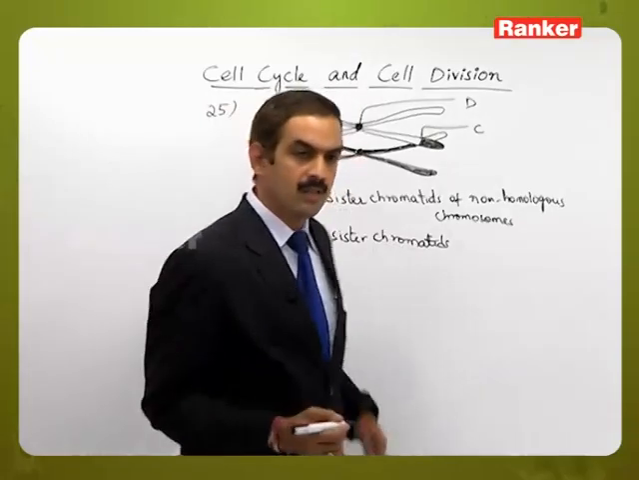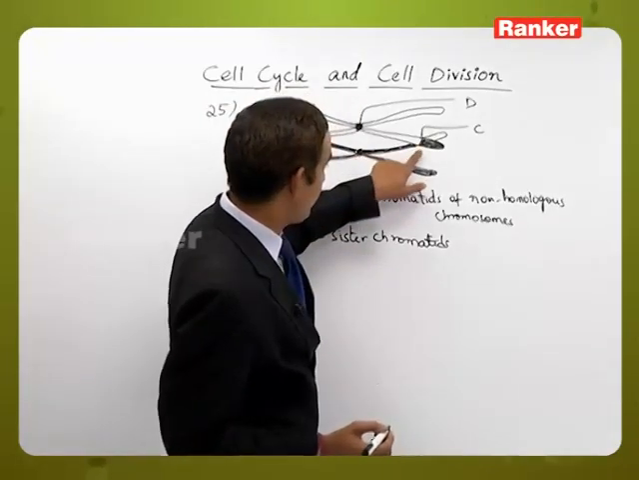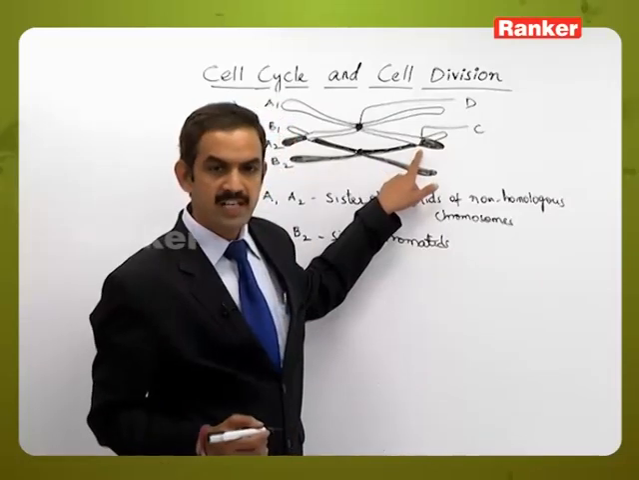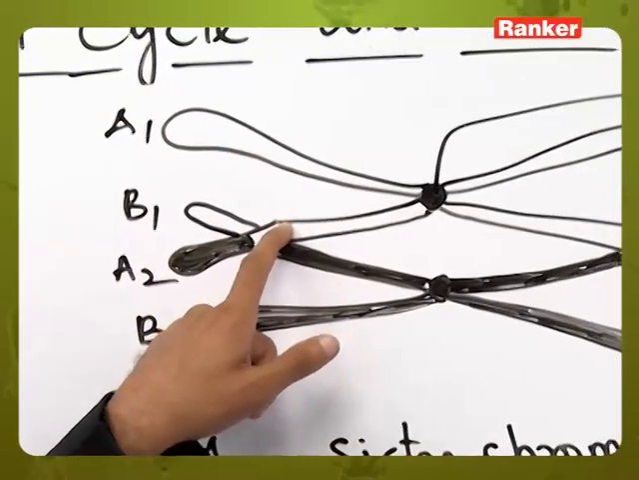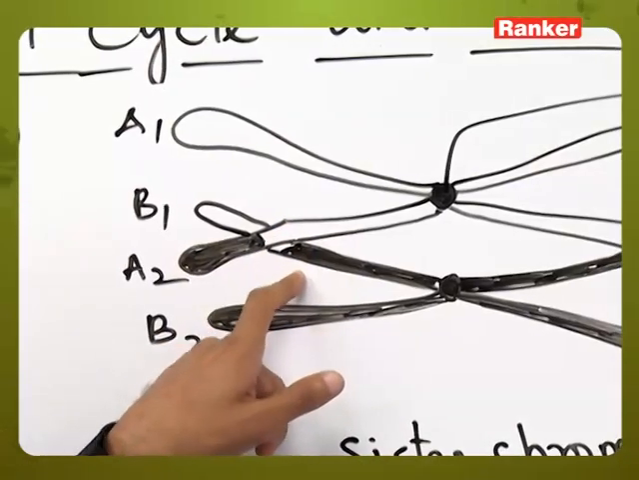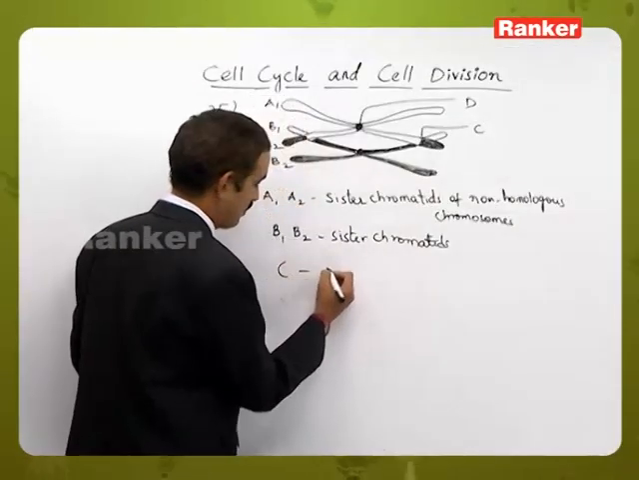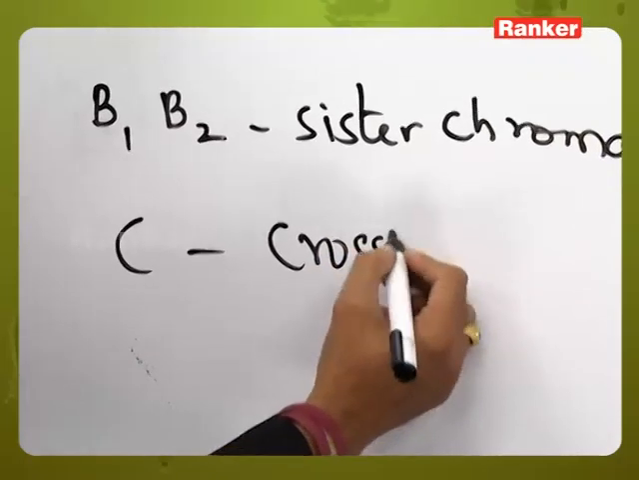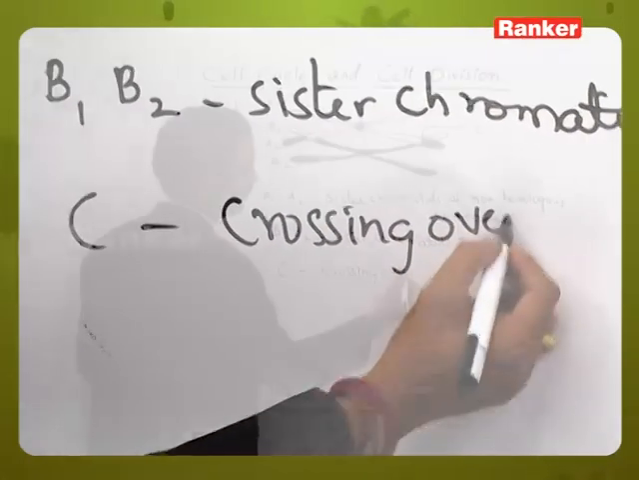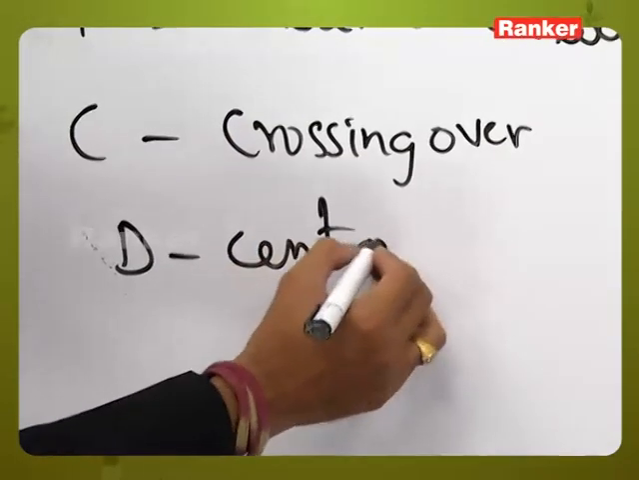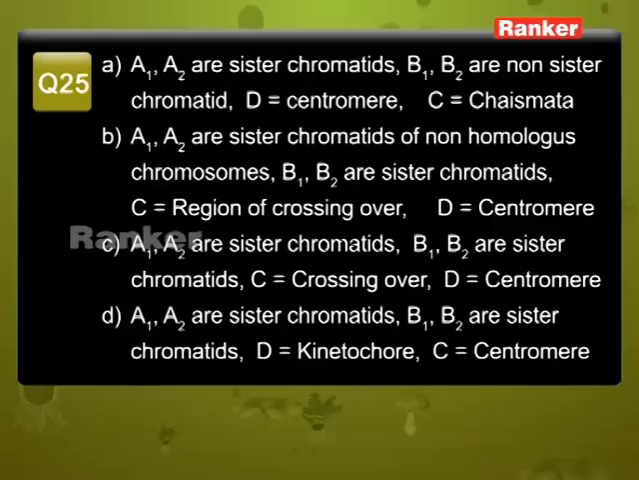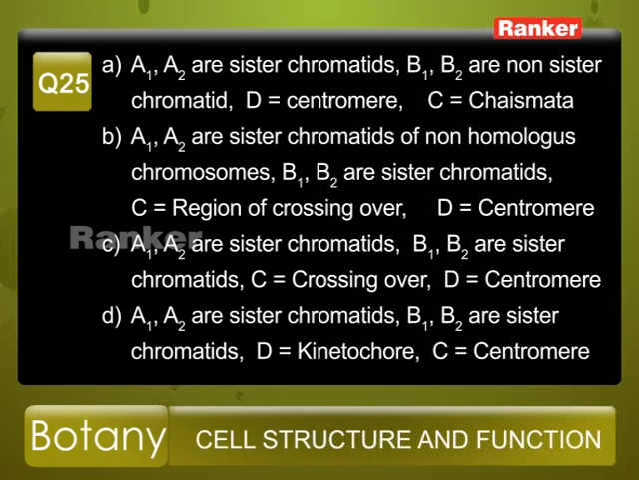And C is a region where the crossing over is taking place. That is, the part of chromatid A2 is exchanged with B1. So this is a part where the crossing over is taking place. And D is the centromere part. So from the given options, we can say that option B is the correct answer.